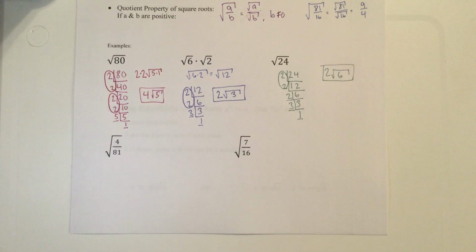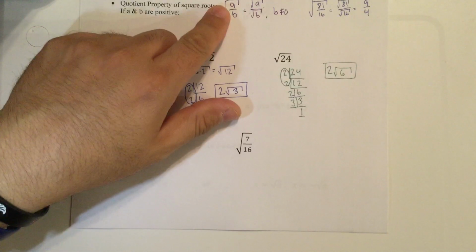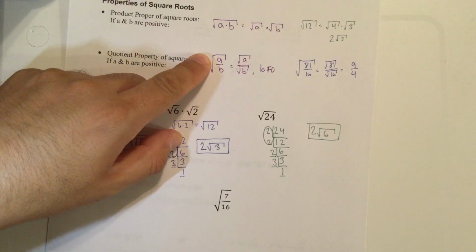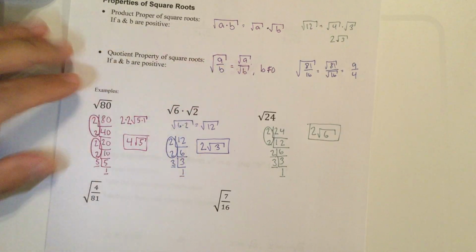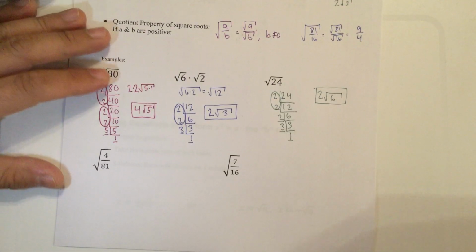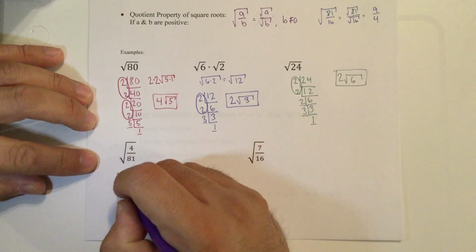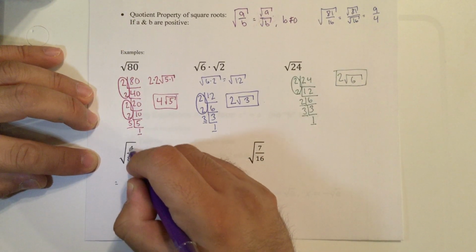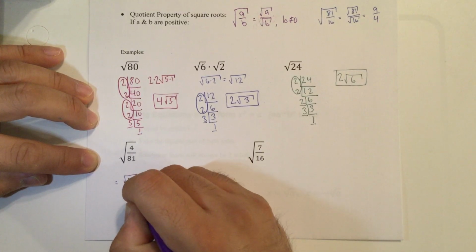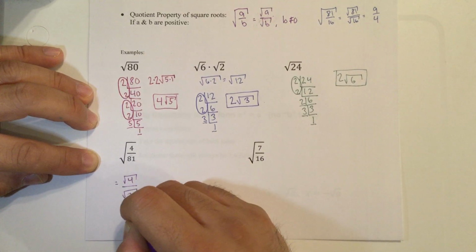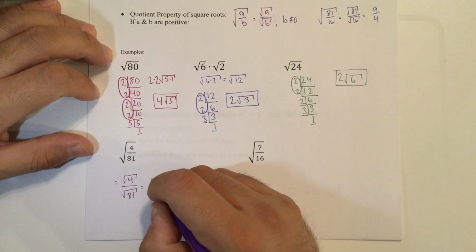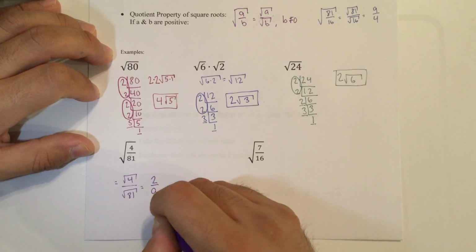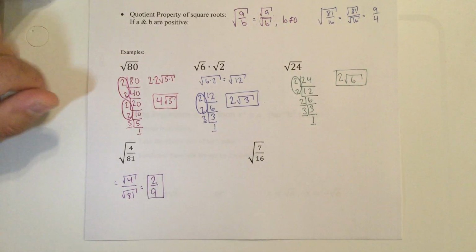All right, for this next one here, we're going to use the quotient property. So we have the square root of a divided by b, and we're going to break that into the square root of a divided by the square root of b. So for this first one, instead of the square root of 4 over 81, I'm going to change it to the square root of 4 divided by the square root of 81. So now I can see that the square root of 4 is 2, and the square root of 81 is 9. So my answer is 2 ninths.